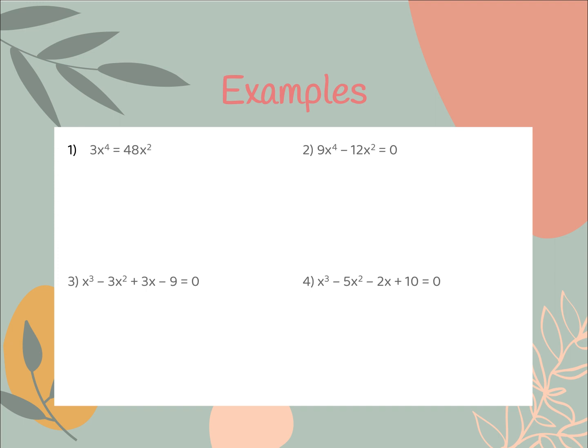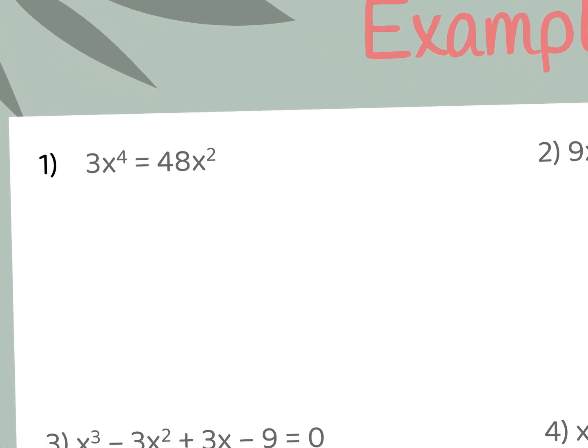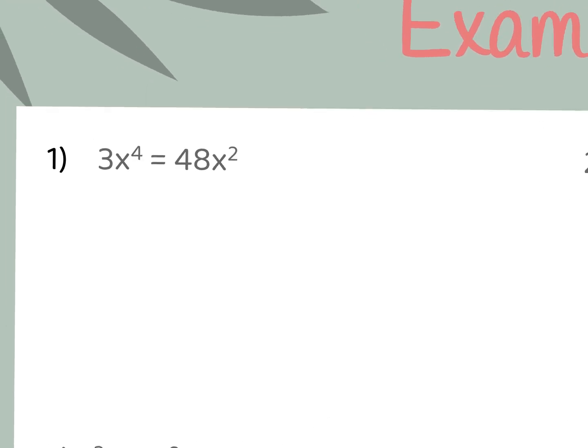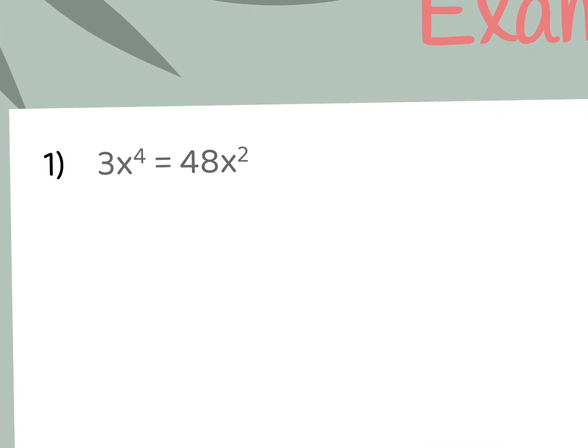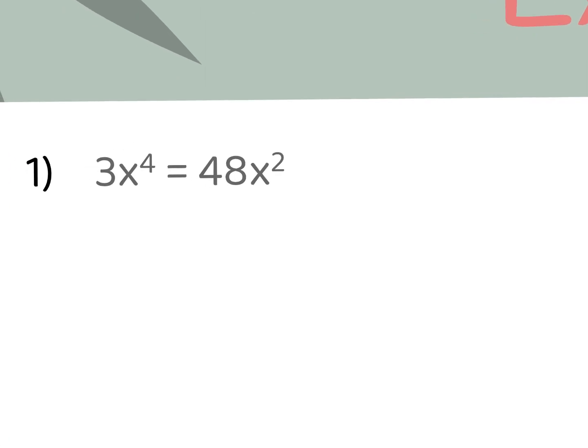All right, look at the first example. We're going to solve. What I want to bring to your attention is a few things. First of all, when we have something like this, we have to solve with variables on both sides. They're both x, just one's the fourth, one's the second. What should we do? Should we just go ahead and divide both sides by 3 and then divide by x squared? No, let's move everything to one side and set equal to 0. So 3x to the fourth minus 48x squared equals 0.